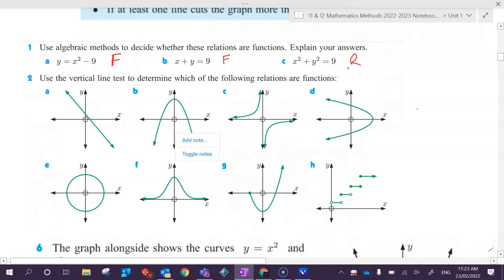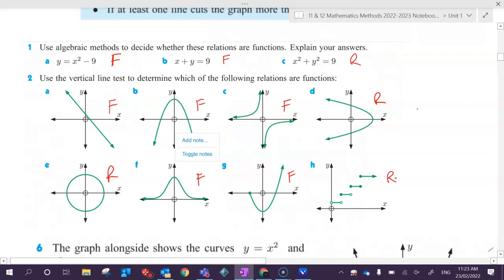Vertical line tests. All right, you're just going to call them out in unison, see if you can get yourselves in sync. You're either going to tell me relation or function. What's the first one? Next one. Next one. We're doing well. Next one. Relation, lovely people. Good job.